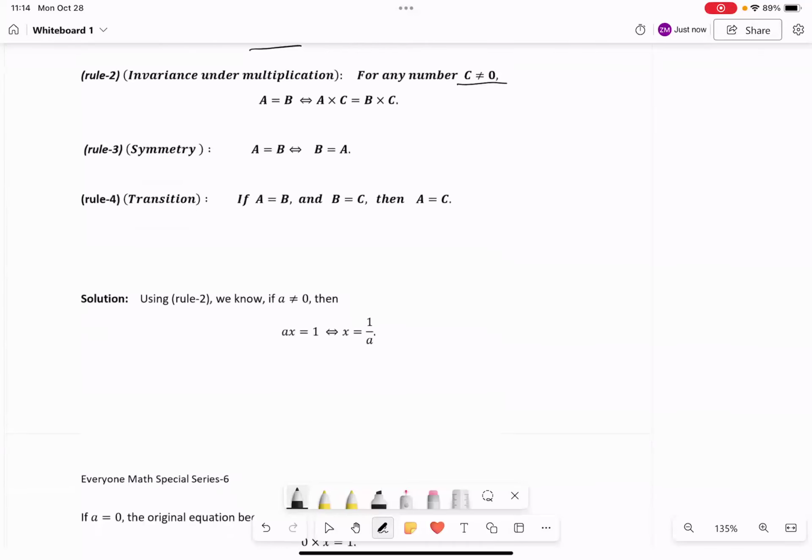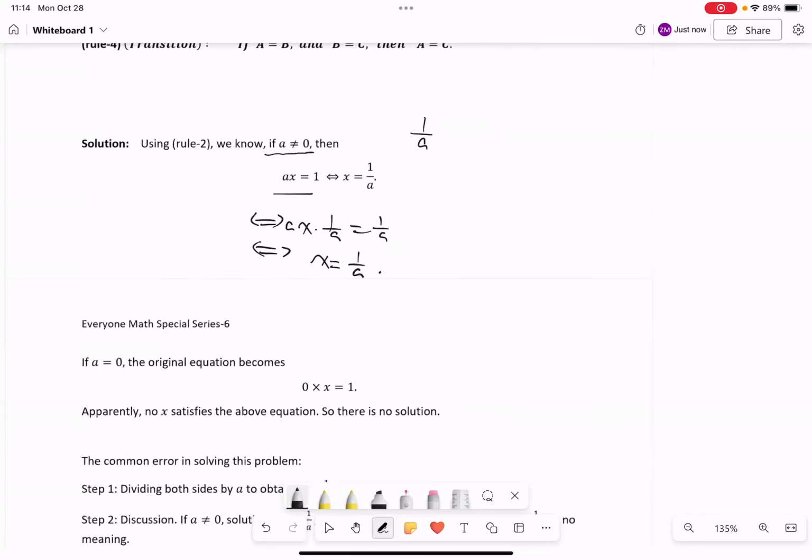So let's try to solve example 1. To solve example 1, we use rule 2, the so-called invariance of multiplication. Suppose a is not equal to 0, therefore it has a reciprocal, 1 over a. We know that ax equal to 1, so you can multiply both sides by a non-zero number. You can multiply both sides by 1 over a. This is an equivalent relation, right? And you simplify a little bit because a and 1 over a cancel, so x equal to 1 over a. Therefore, we solve x equal to 1 over a if a is not 0.